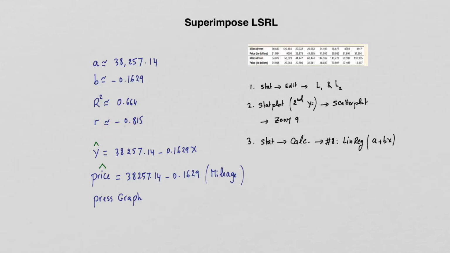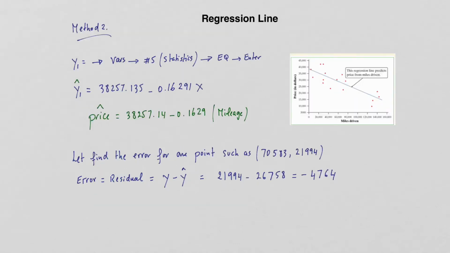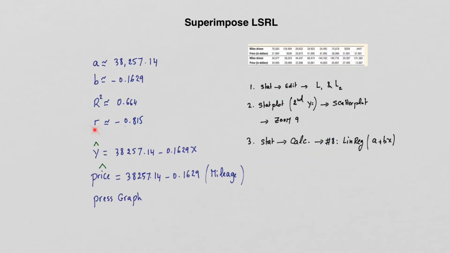Now, there are two ways to drop this line. One way, since this is on your home screen, you copy these numbers on a piece of paper. You go to y equals, y1 on your calculator, and you literally just enter them: 38.2 minus this x. Okay?